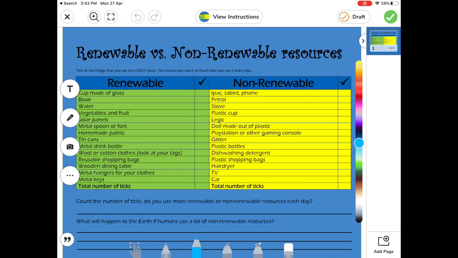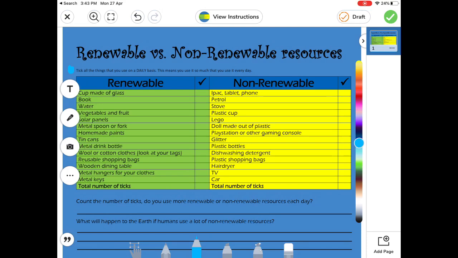Okay, here is our seesaw activity. It's called renewable versus non-renewable resources. Up the top here, it says, here are your instructions, it says tick all the things that you use on a daily basis. This means you use it so much that you use it every day. Now in my household I have myself and I have Mr. Stew. So I'm going to be thinking about the things that our household, so myself and Mr. Stew, what we use every day.